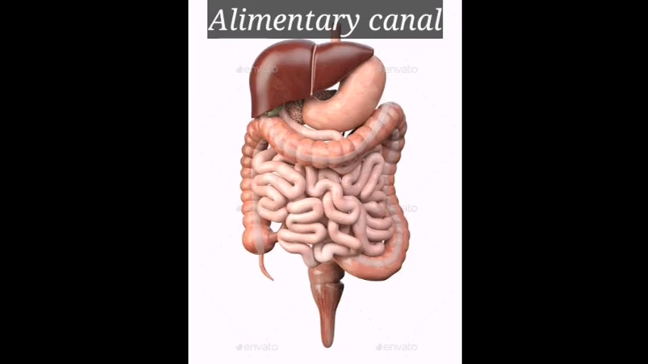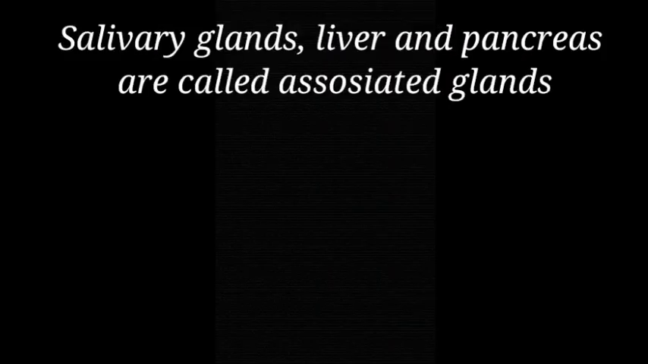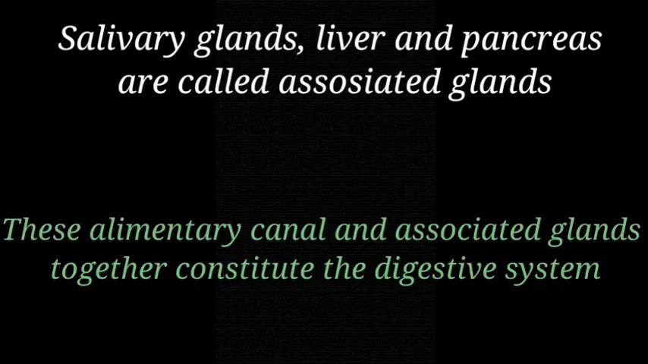The food we eat passes through each part of the alimentary canal and gradually complex food gets converted into simpler substances. There are some glands which are associated with the alimentary canal which produce digestive juices that help in the breakdown of complex food into simpler food. They are salivary gland, liver and pancreas. This alimentary canal and the associated glands together constitute the digestive system. Now, we can study what all happens in each part of the alimentary canal.